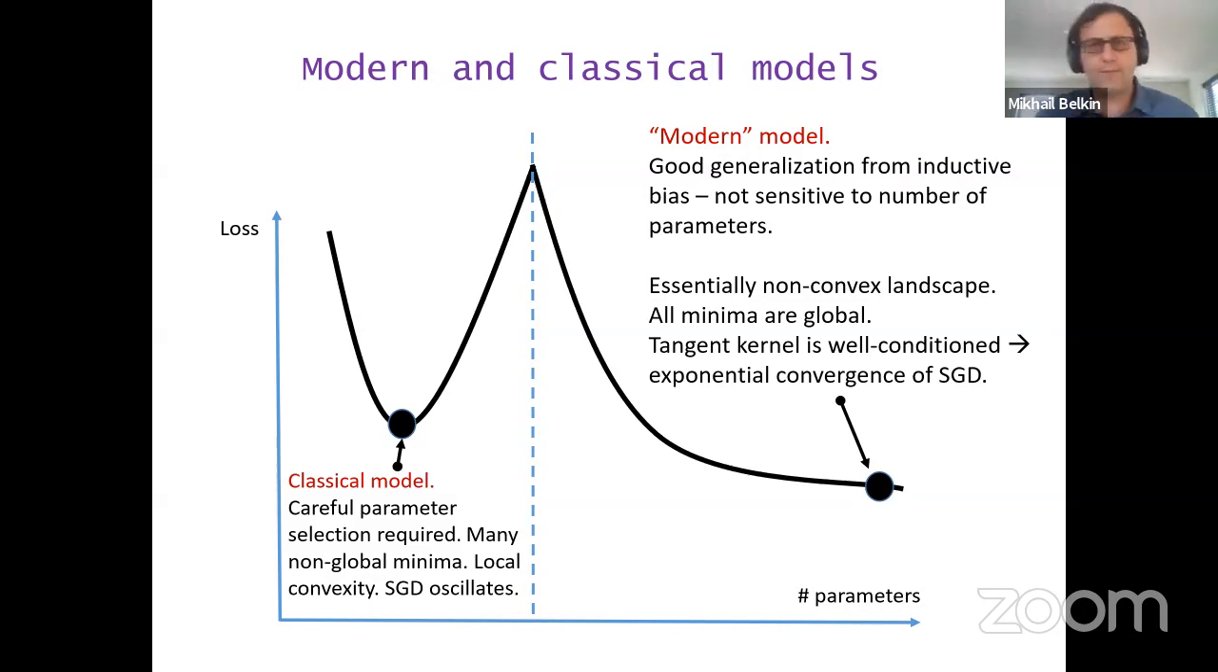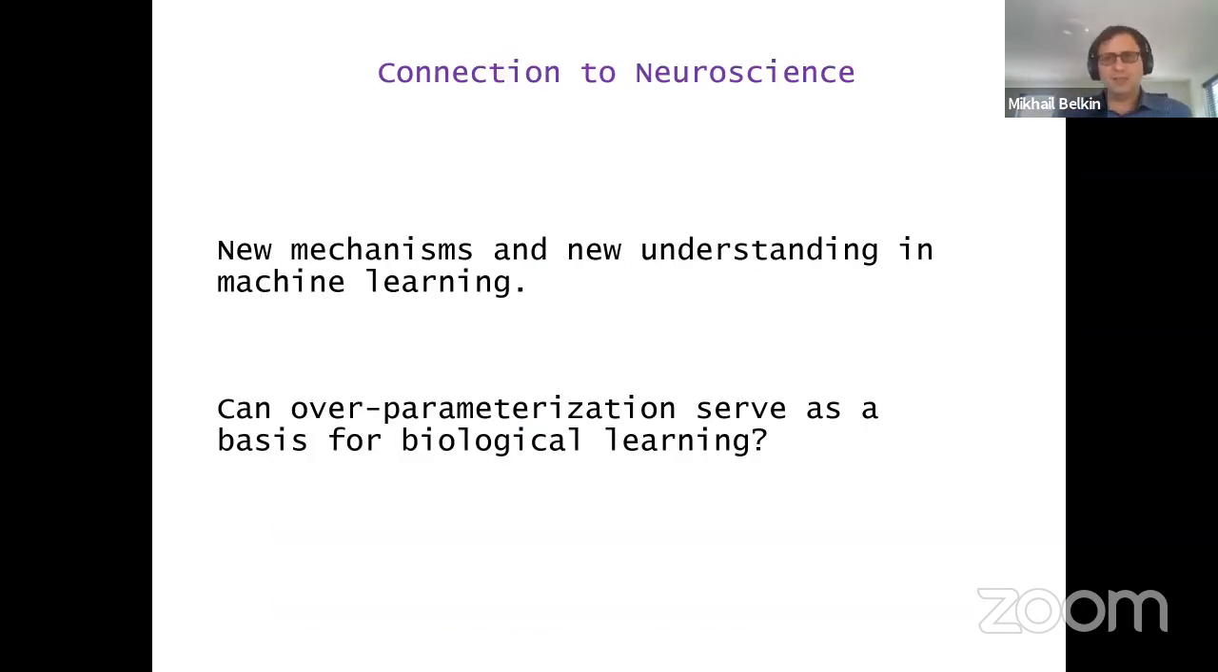So finally, let me finish with something conjectural, since it's a neuroscience conference. We're seeing some new mechanisms, and we're starting to get some new understanding in machine learning of these mechanisms, both for statistical and optimization aspects. And the question is, can this serve as a basis for biological learning? I'm not an expert in neuroscience, so please take this as pure conjecture. But I think this makes sense because it makes for a very robust system. We don't care so much how many parameters we have. It's just some local update rules. They seem like a very reasonable mechanism for a biological system to have.